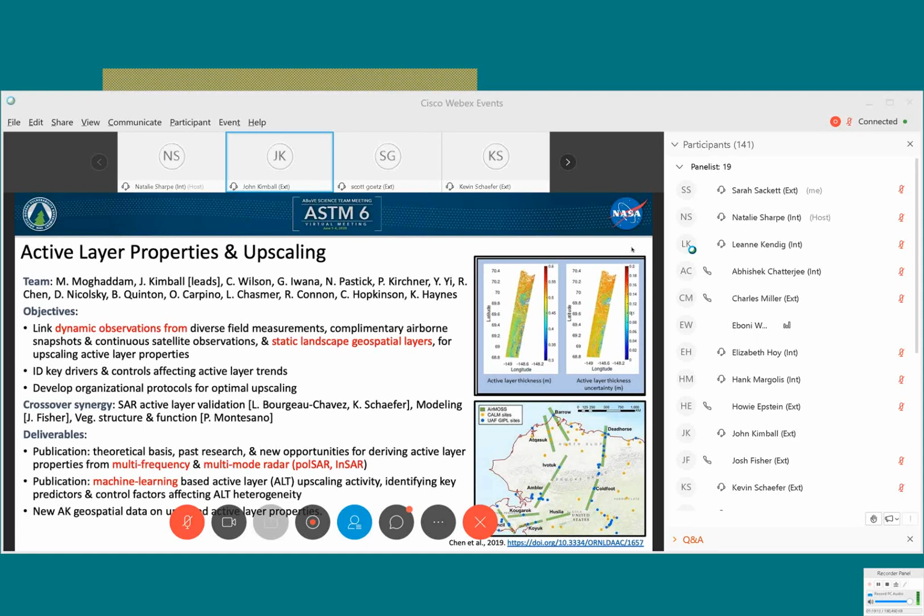And then from this upscaling activity, trying to develop organizational protocols for optimal upscaling. And the idea here is to try to inform our system models or dynamic global vegetation models in terms of characterizing or somehow preserving that subgrid scale variability that's most critical for looking at water, carbon, energy coupling.